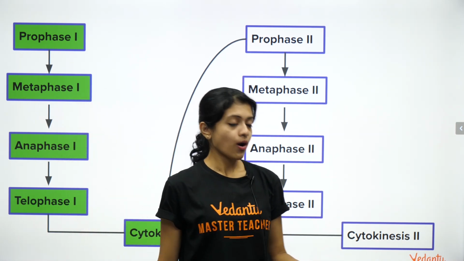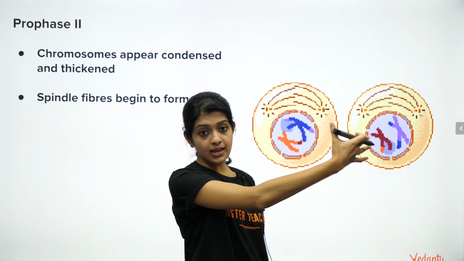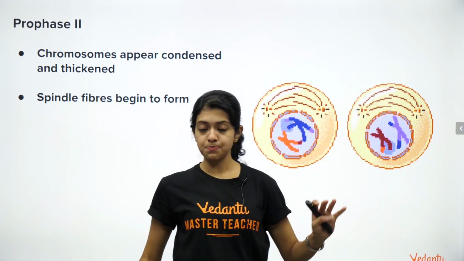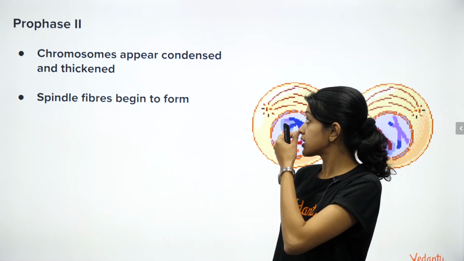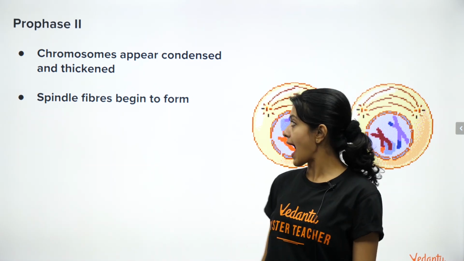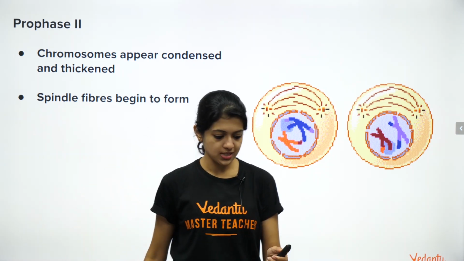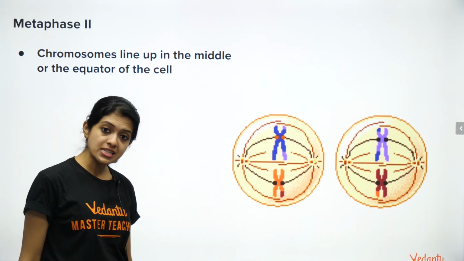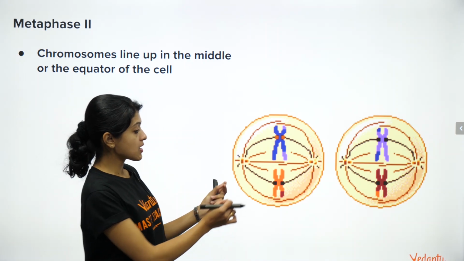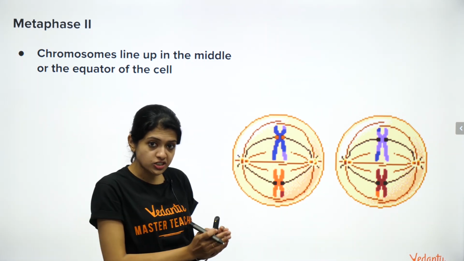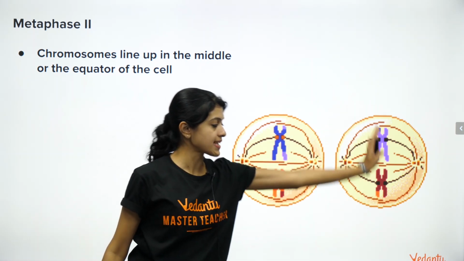Now that we have completed cytokinesis 1, we have 2 daughter cells which are individually ready to enter prophase 2. Now, how does that happen? In every image we will have 2 cells because we are talking about both of them simultaneously. The 2 daughter cells we have already got. The chromosomes appear condensed and thickened, and spindle fibers again newly begin to form, just like prophase of mitosis. The next stage would be metaphase 2, in which in both of these cells, the chromosomes, where the sister chromatids are still attached to each other, align themselves along the equatorial plate or the middle of the cell.